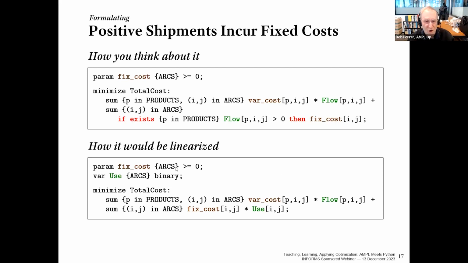You define these 0, 1 variables and some fixed costs, and you add the fixed cost times the 0, 1 variable. If the variable is 1, that means you actually use that arc and the fixed cost gets added in. If the variable is 0, you don't use that arc.